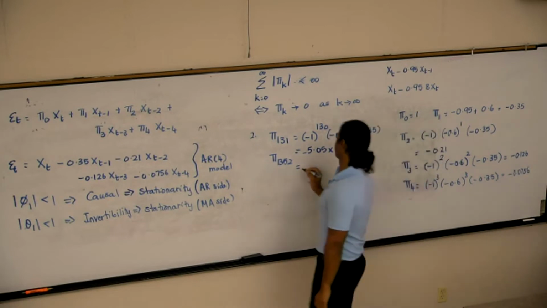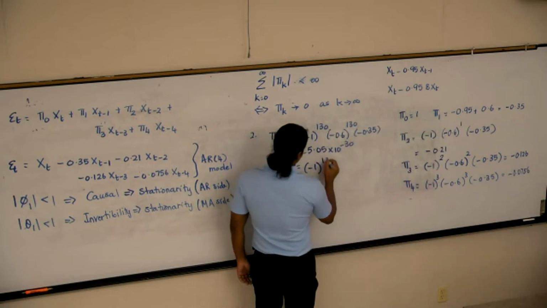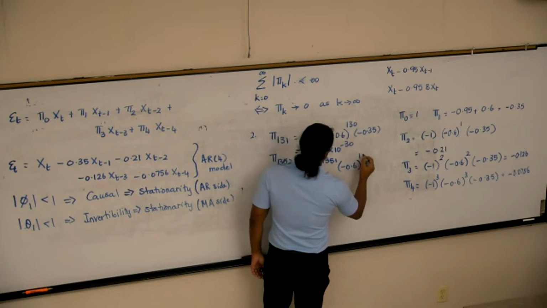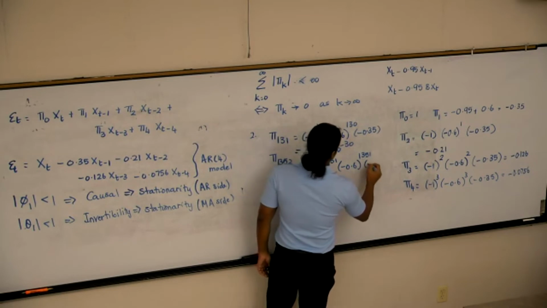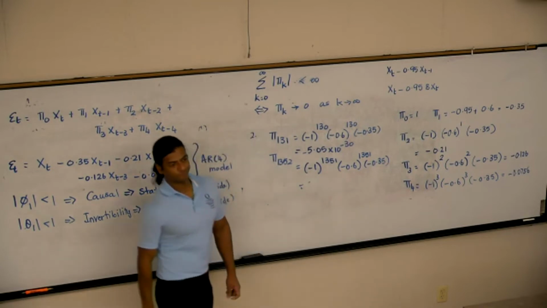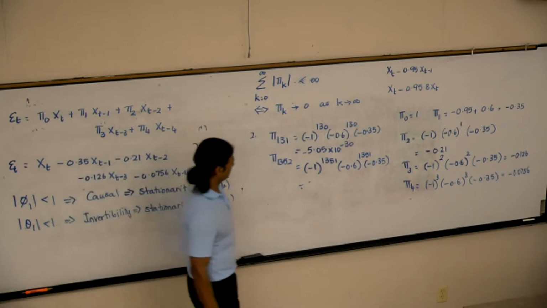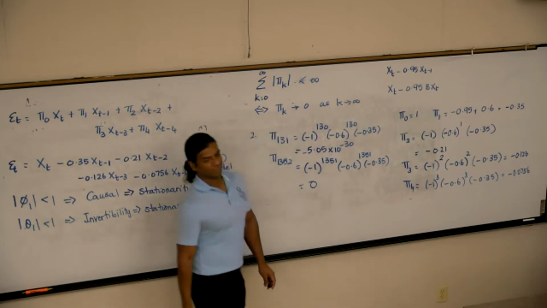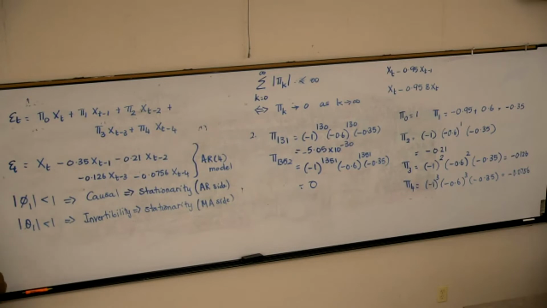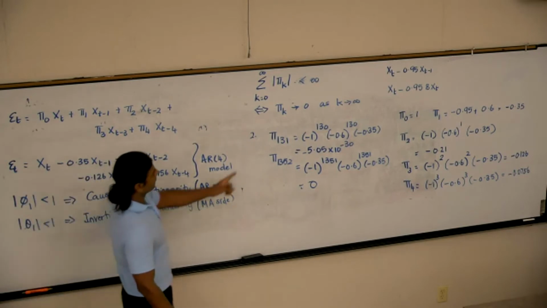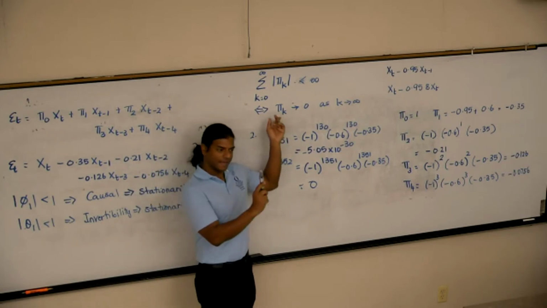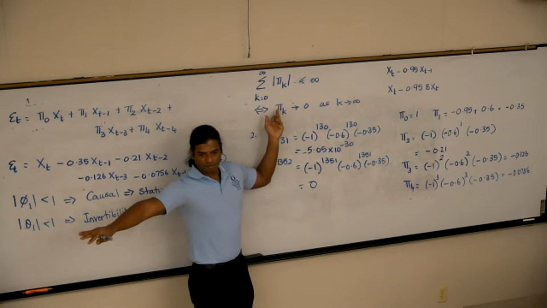The next one, negative 1 raised to 251 times negative 1 times minus 0.6 raised to 251 times minus 0.35. It just gives 0. The calculator doesn't go that small. I just wanted to demonstrate that it is going to become 0. So what this tells us is beyond a certain value of k, terms become 0.